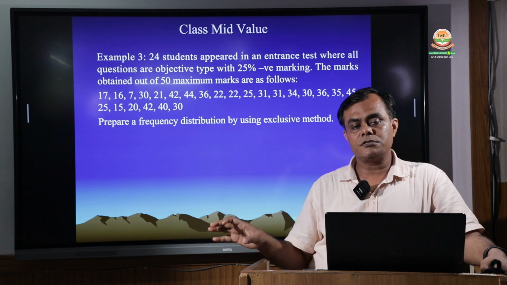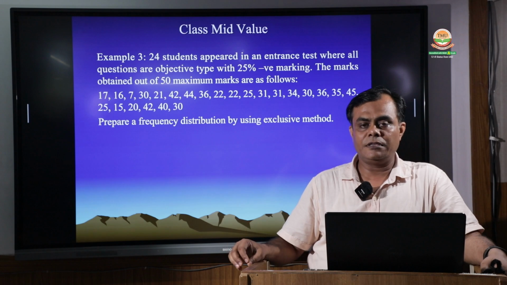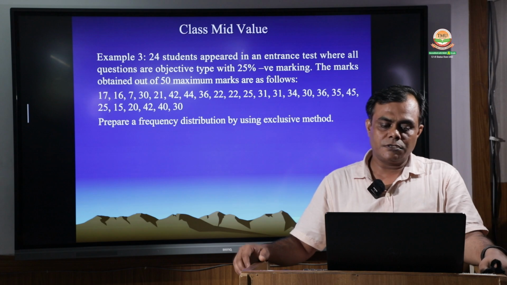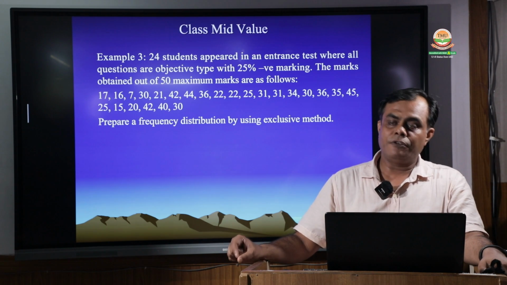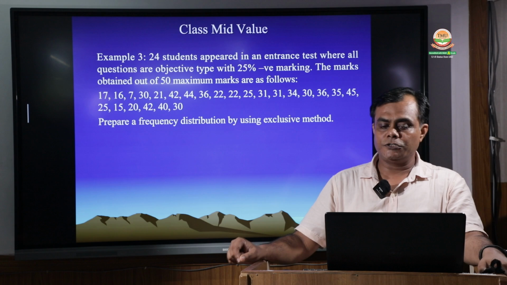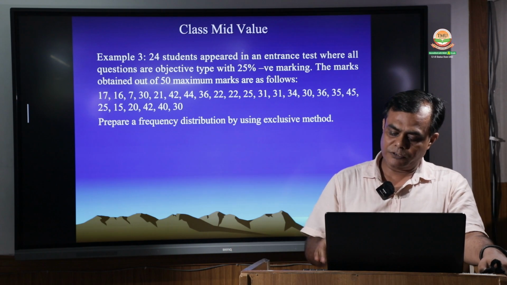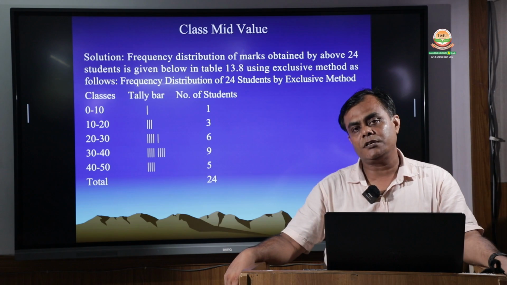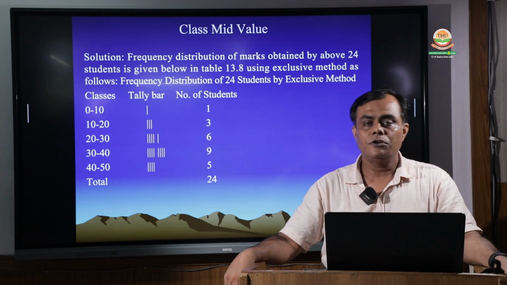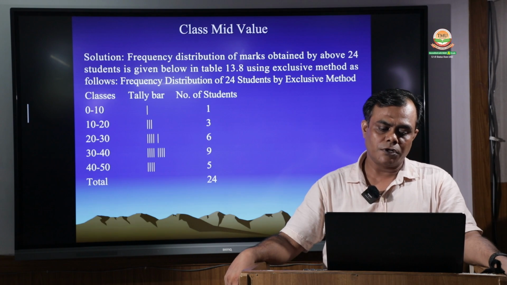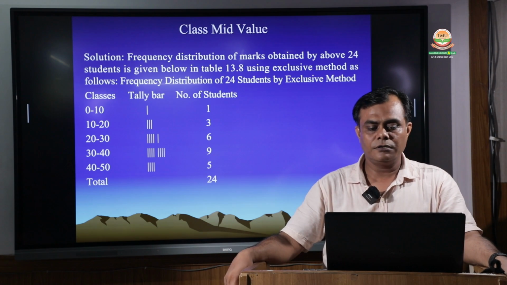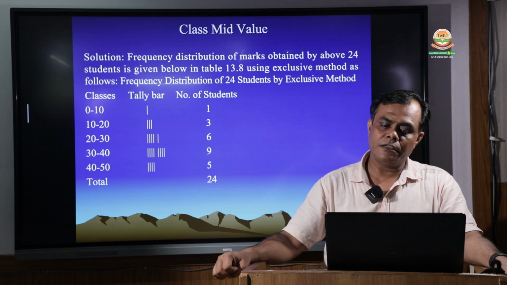So here is an example given in the slide with the marks of the students, and we have to prepare the frequency distribution using the exclusive method. How do we use this exclusive method? First is 0 to 10, second is 10 to 20, third is 20 to 30, fourth is 30 to 40, and fifth is 40 to 50. In the exclusive class interval method, we understand the tally bars as follows.